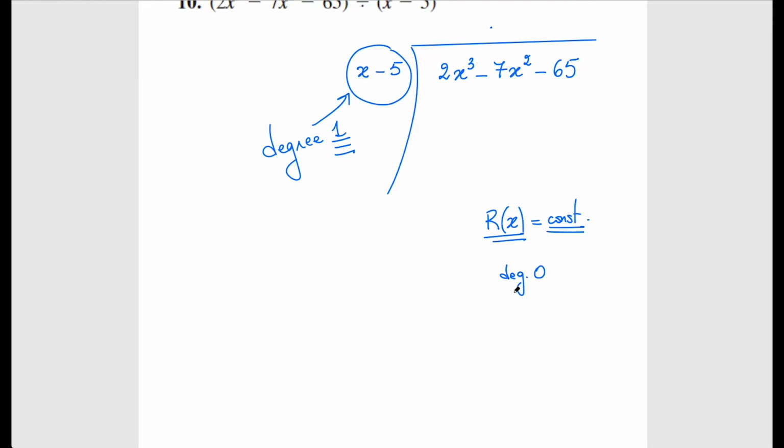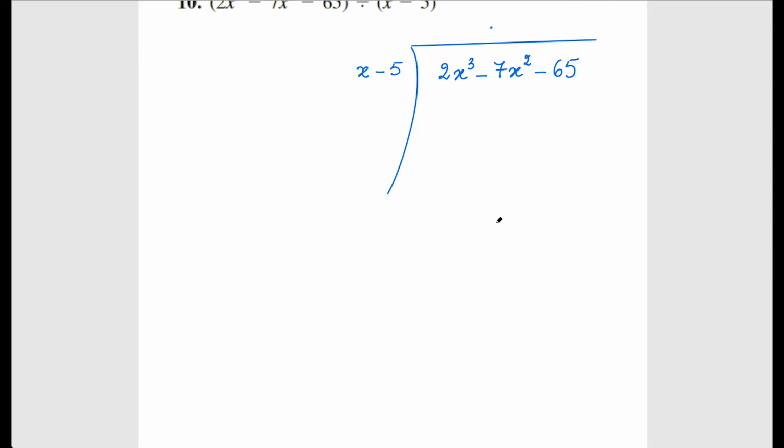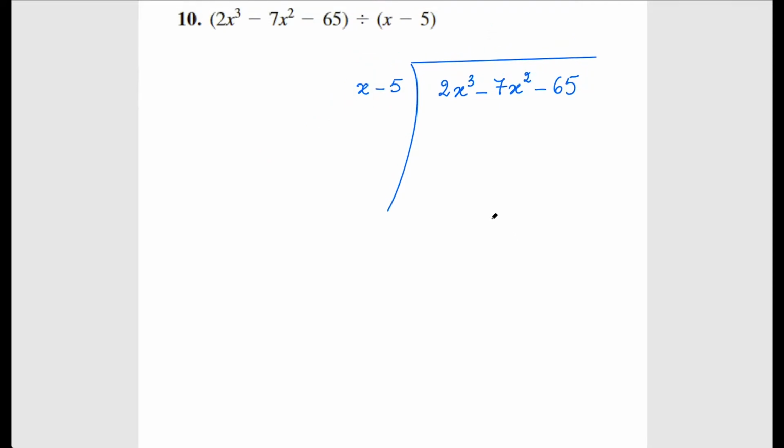And what are those guys whose degree is 0? They are constants, correct? Times x to power 0. So they are constants. So I know for sure the remainder is going to be a constant. The question is we need to find that constant. All right. So now I have some idea about how the remainder is going to look. Very good. So let's go through the division.